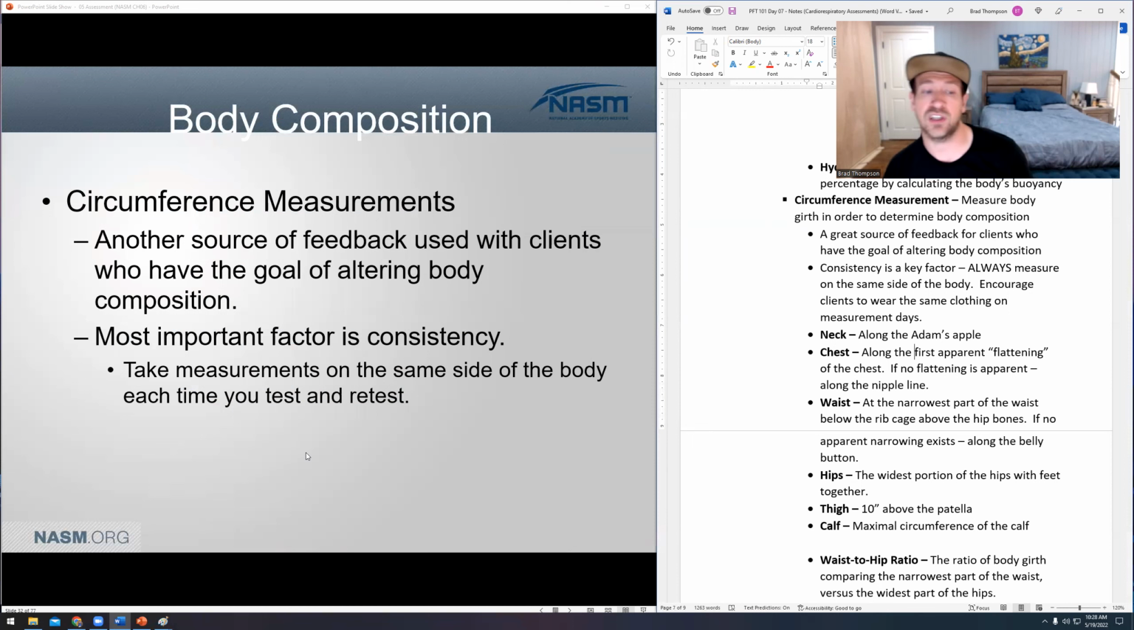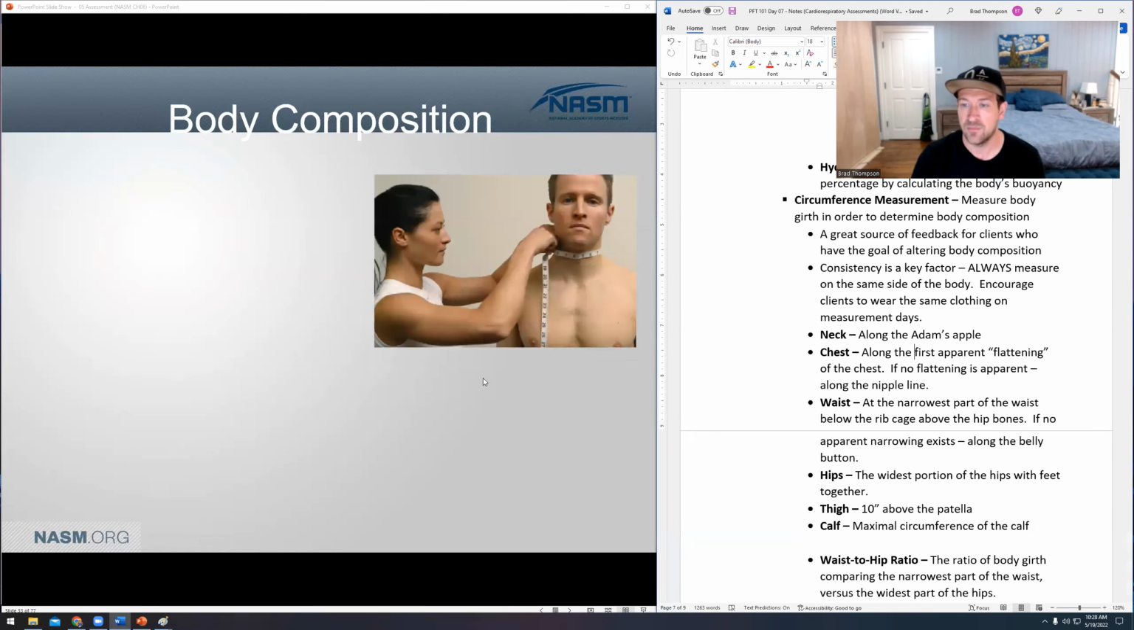Same thing is true for circumference measurements. These are going to be used to measure your body girth. The idea here is that we are trying to figure out what the circumference width is, and that will change over time. If they're trying to put on muscle mass, we want those numbers to go up. If they're trying to lose fat mass, we want those numbers to go down, right?